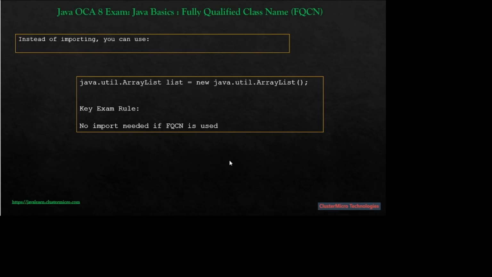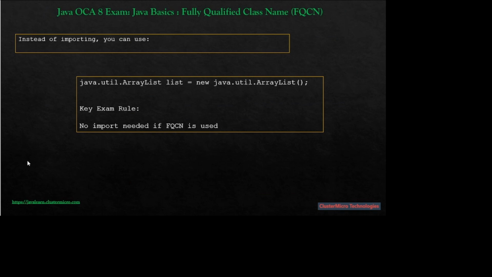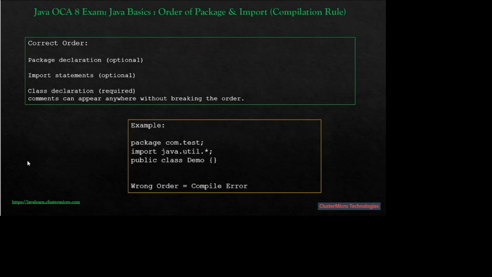So order of package and import, that we already discussed: the package declaration must be the first line, then comes import, and then comes class. We have discussed this in earlier videos, right? So we have to remember that package is first, import is second, and then comes the class. So this is how this one is written.